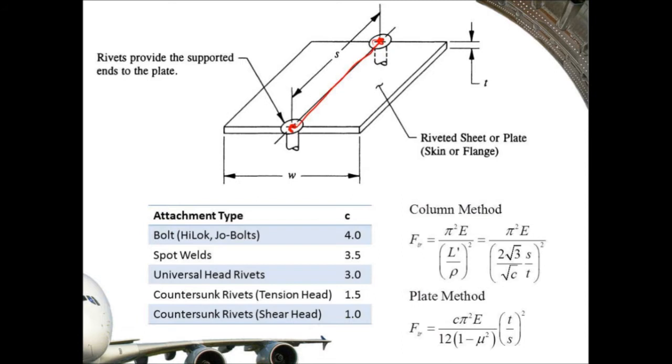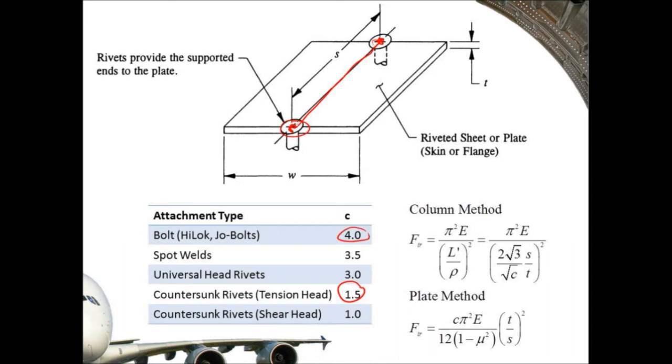So if we have countersunk rivets, which we're showing here, these are countersunk fasteners here, we might have a C of 1 or 1.5 depending on the type of head that we're using. If we're using universal head rivets, we've got a constant of 3, or a hex head bolt or a high lock bolt, we might have a constant of 4.